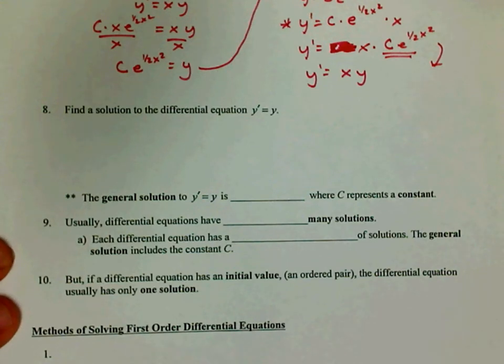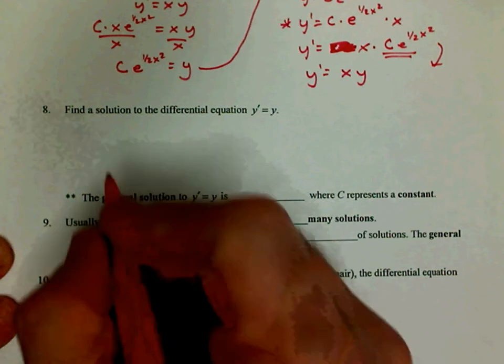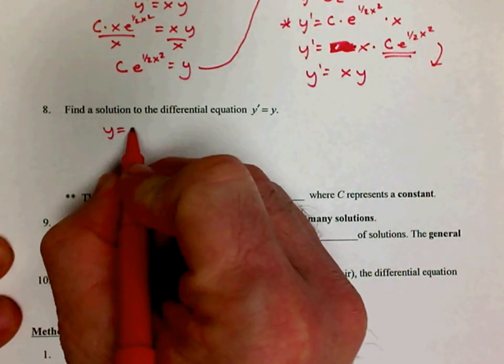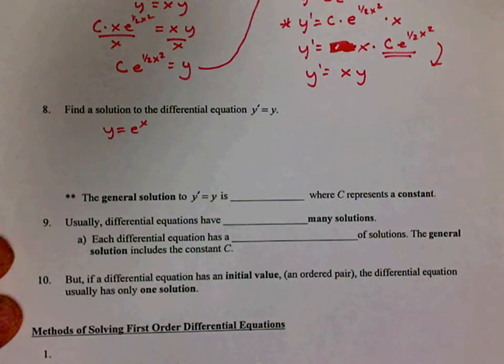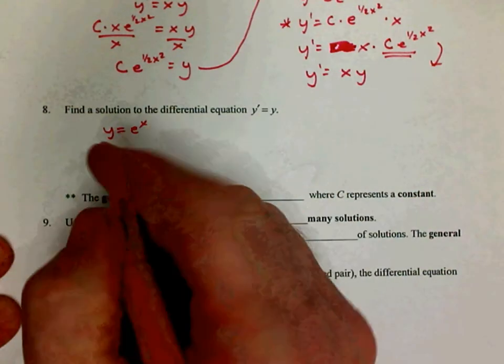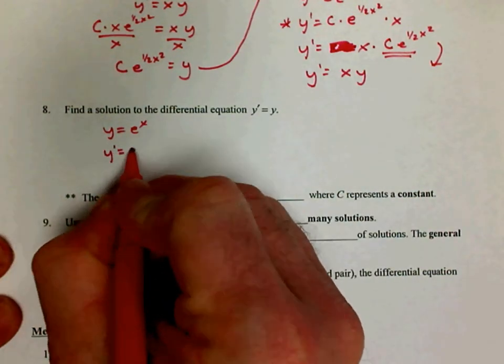Very good. Now, of course, I know what you guys were saying. You were saying, hey, what about y equals e to the x? Because the derivative of that is just e to the x. So y equals y prime.